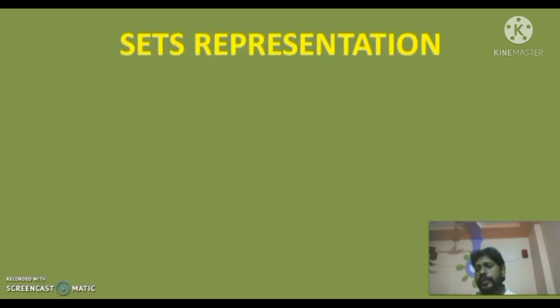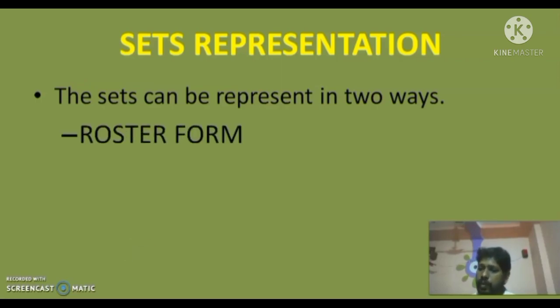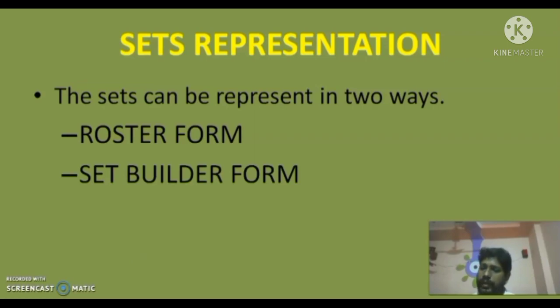Let me go to another topic, how to represent sets. In general, sets can be represented in two ways. One is roster form and the other is set builder form. What is a roster form?